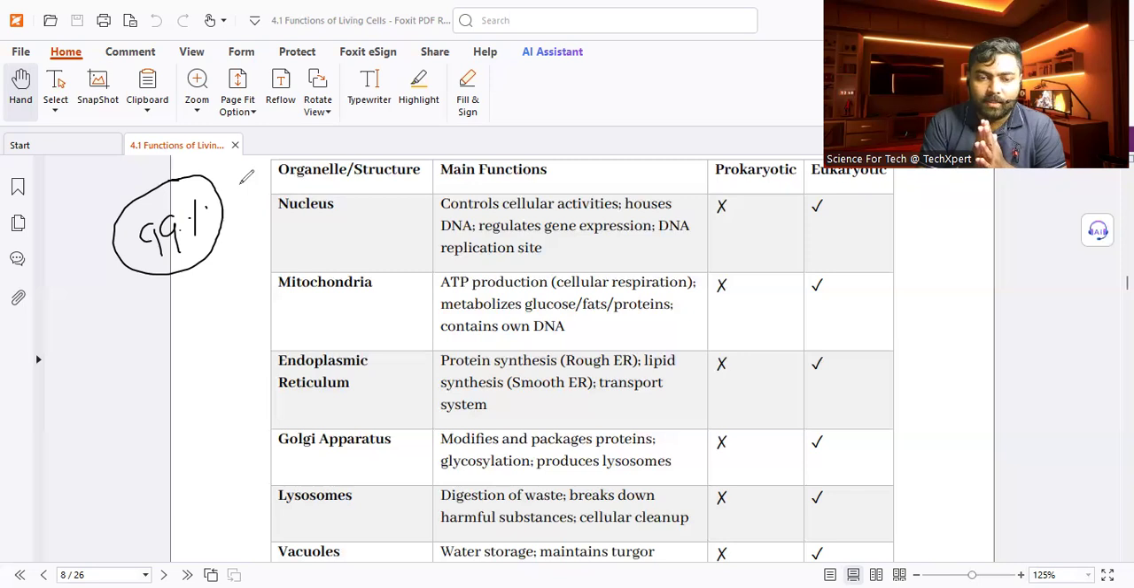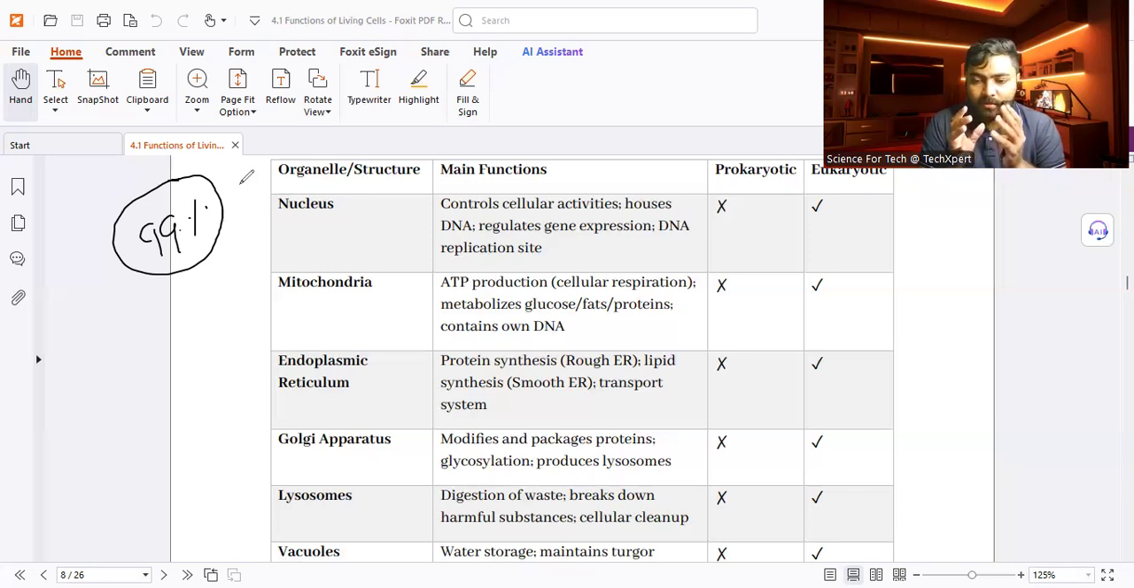DNA replication means that from the existing DNA, new DNAs are formed. And that's all about the nucleus. We can see the nucleus only in eukaryotic cells. Then mitochondria.